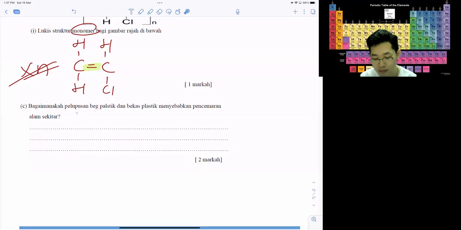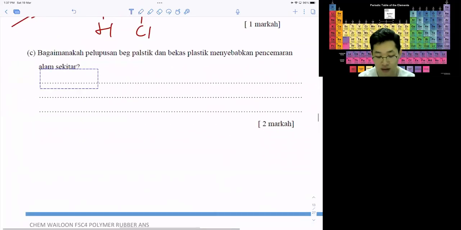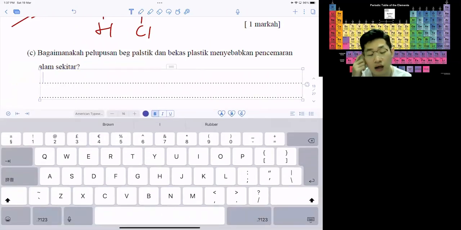How does the disposal of plastic bags and plastic containers cause environmental pollution? So how can disposal of plastics cause environmental problems, pollution? How do we actually get rid of plastic?